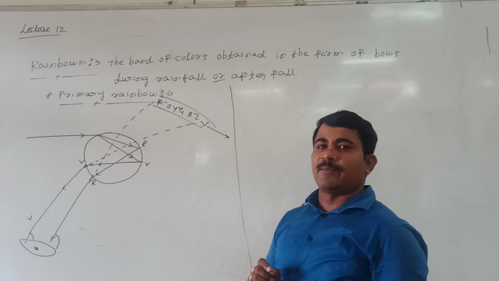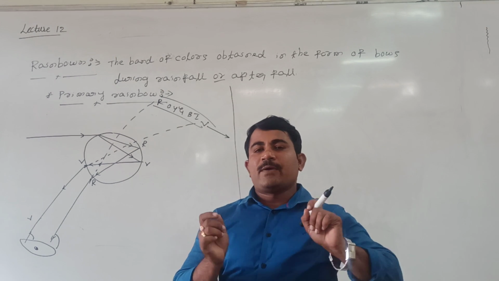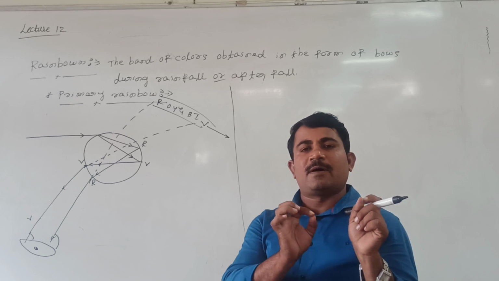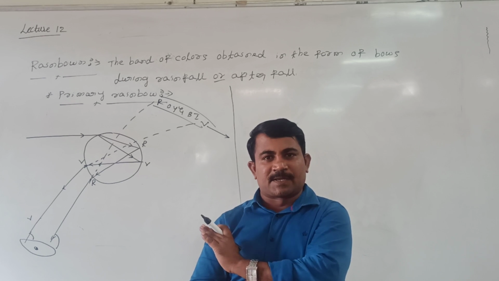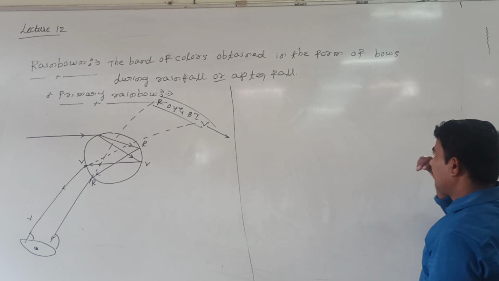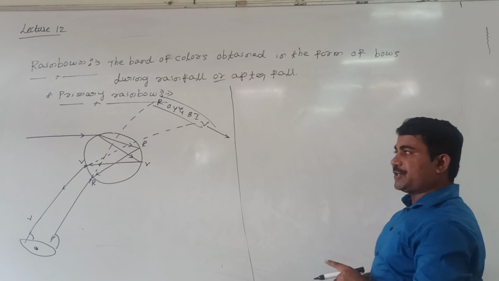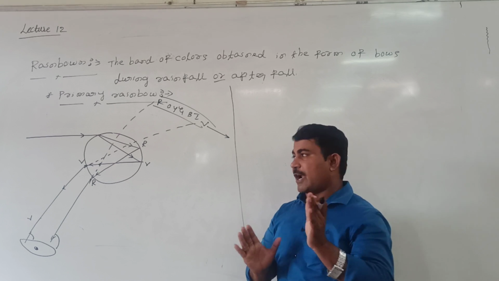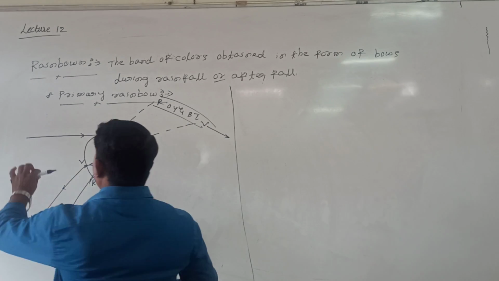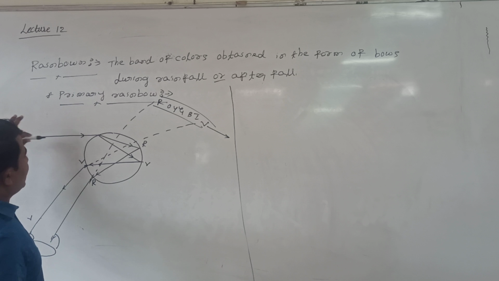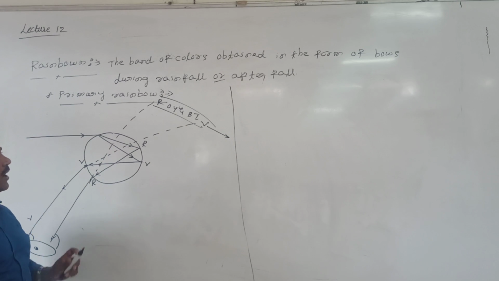How a secondary rainbow can appear, by what refraction it takes place, and how many total internal reflections take place, we'll see. Now let us discuss this, and what the condition for a rainbow is, we'll see later. Look at me. How is the light coming? Light is coming like this. Light is coming like this. Right or wrong? So how can the rainbow appear?